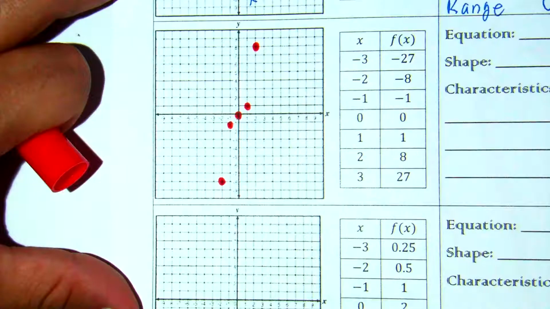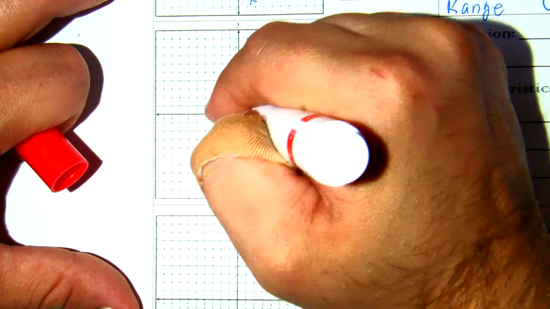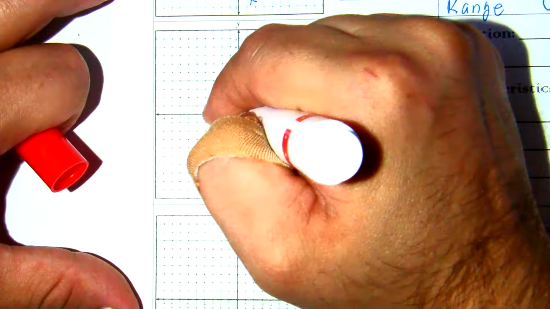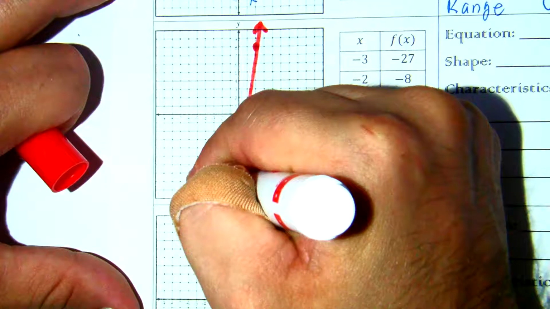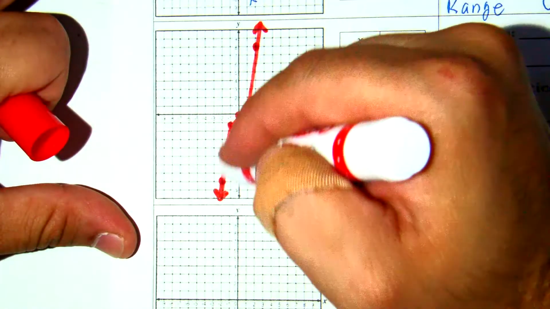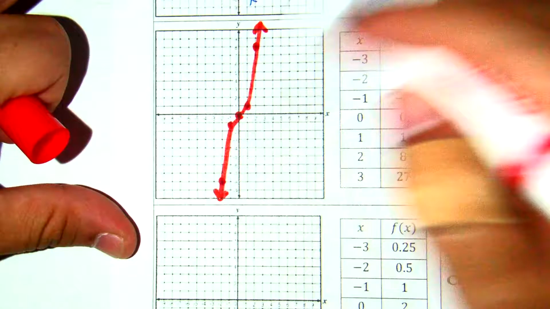Now what this graph looks like is it comes and it curves up, kind of like the quadratic. Still a little curvy, but it's going really, really fast compared to the quadratic function. Up, but it also goes down. Okay, so this is what our cubic function looks like.